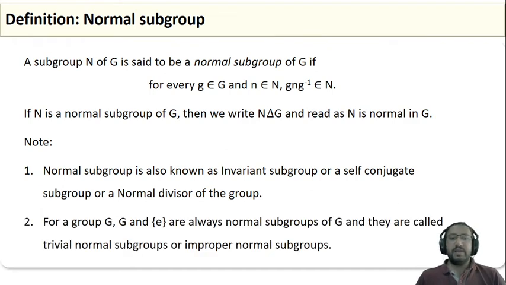For a group G, G and the set containing the identity E are always normal subgroups of G, and they are called trivial normal subgroups or improper normal subgroups.